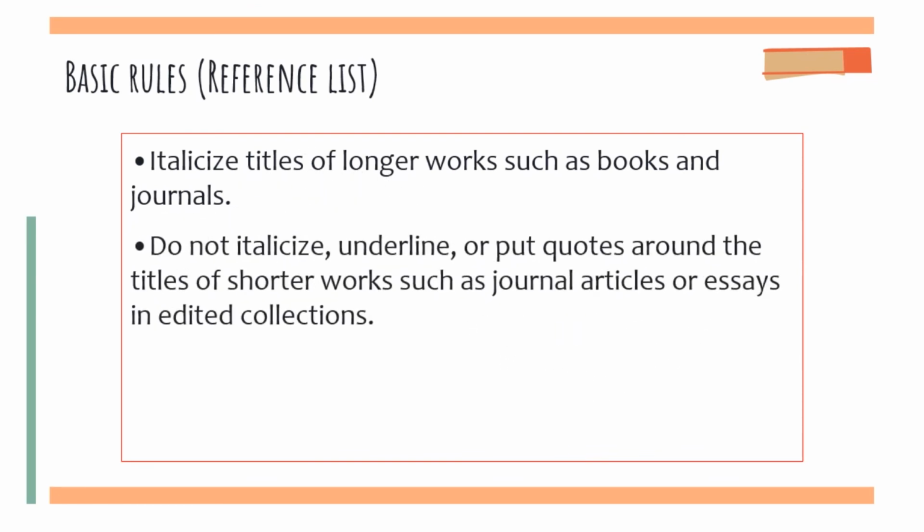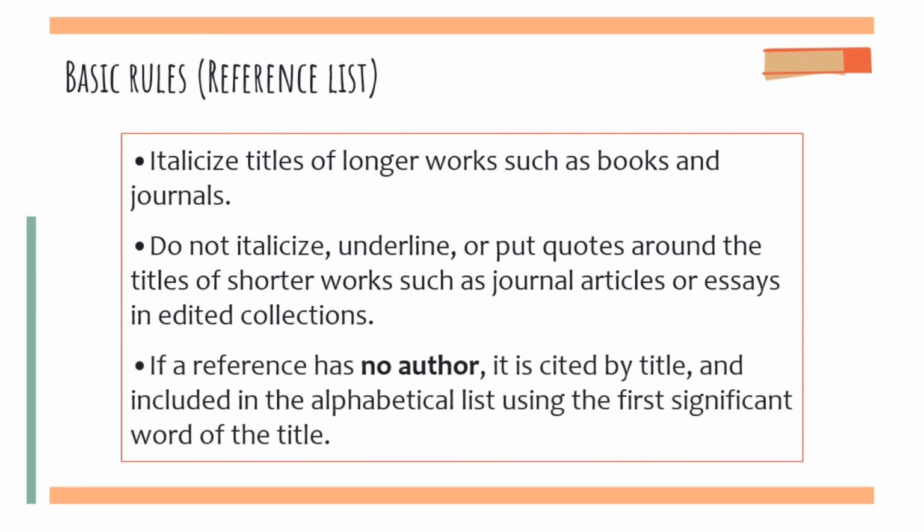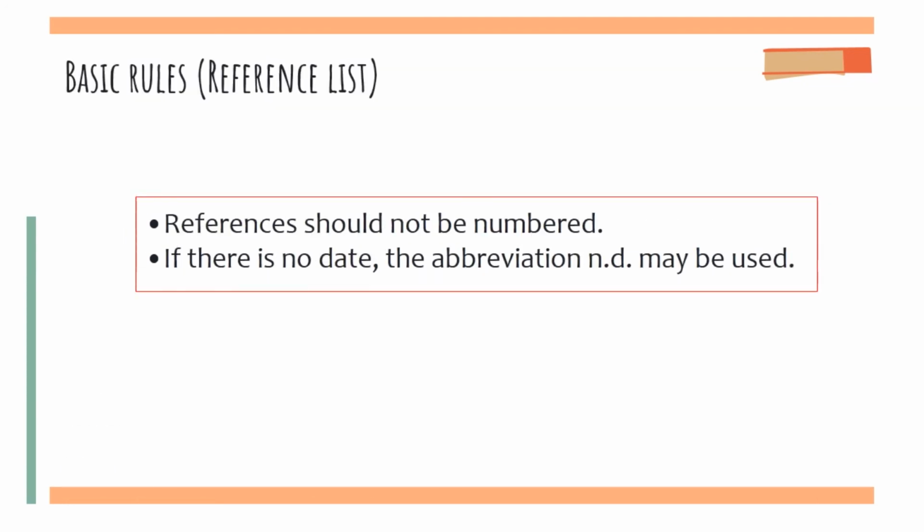Do not italicize, underline, or put quotes around the titles of shorter works such as journal articles or essays in edited collections. If a reference has no author, it is cited by title and included in the alphabetical list using the first significant word of the title. References should not be numbered. If there is no date, use the abbreviation ND, which means no date.